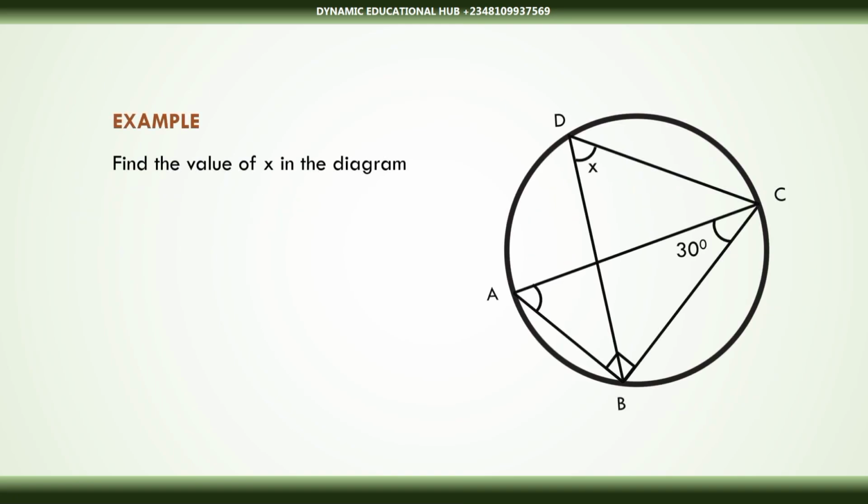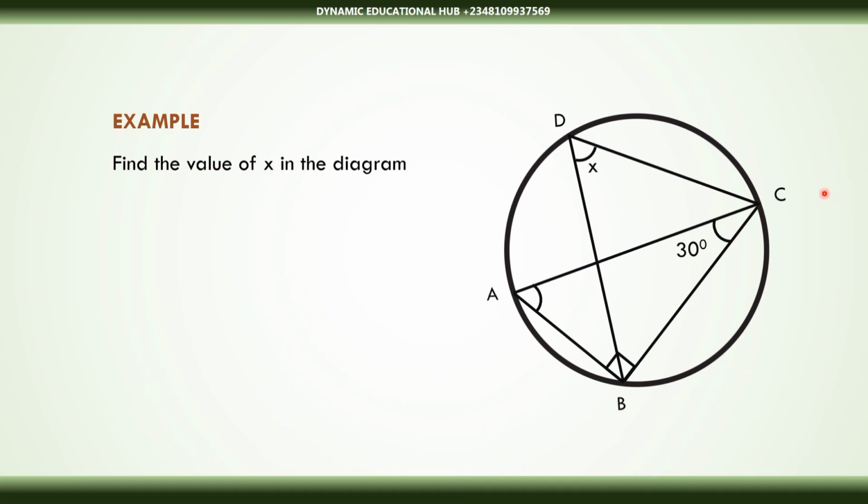Let's have this example. Find the value of x in the diagram. Carefully observe this diagram. We want to find the value of x in this diagram. Before we start solving it, just observe something here. We have BC. BC is a chord, DC is a chord, AB is also a chord, AC is also a chord, and BD is also a chord. But if you notice one thing, two ends of this chord form two angles, angle x and angle BAC, this angle. So I'm just showing you the picture.